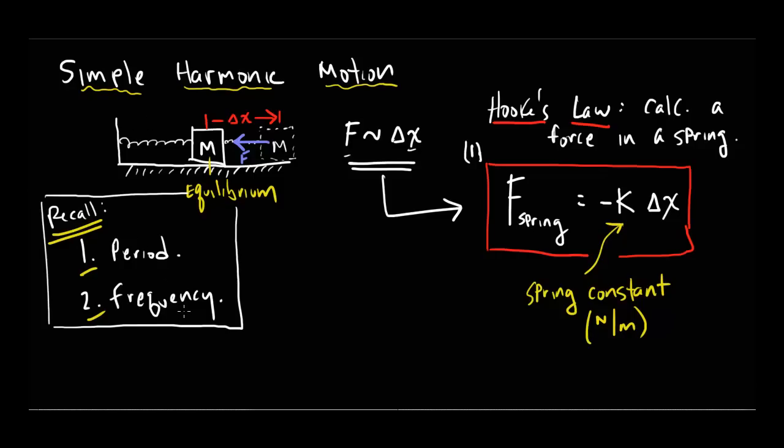Frequency sounds very similar, but it's in some sense the opposite. If the period is the time for one cycle, the frequency is the number of cycles per unit time. Period is the number of seconds per cycle, frequency is the number of cycles per second. So what is that relationship? How can we sum that up mathematically? Well, it's just an inverse relationship. The period, T, is equal to 1 over the frequency. You can also rearrange this equation and say that the frequency is equal to 1 over the period.